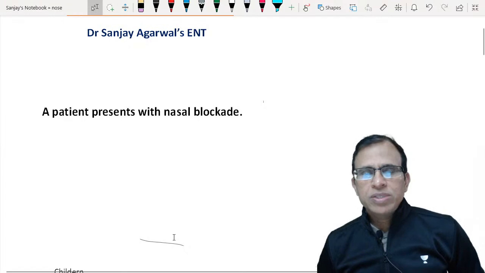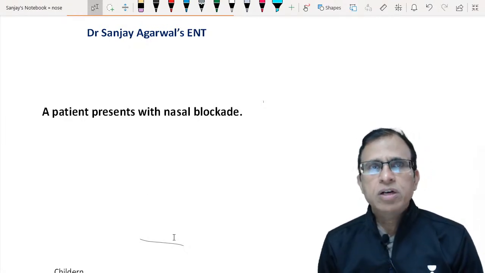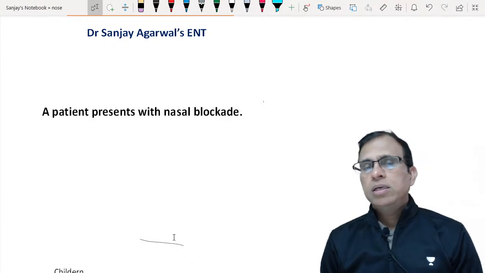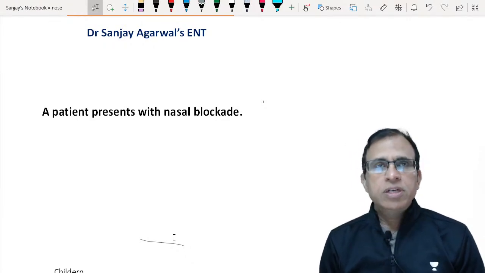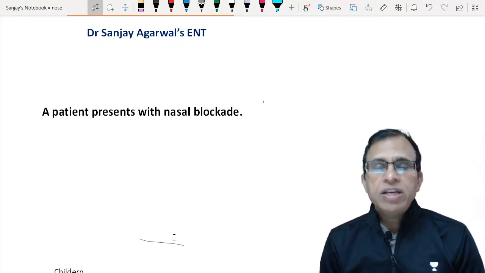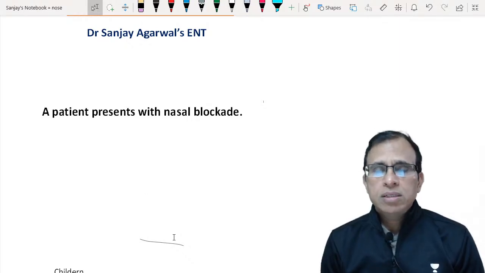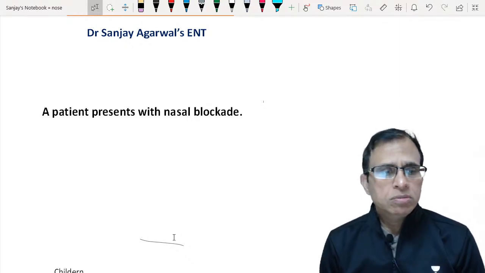when a patient presents with nasal blockade. I'm sure everybody will appreciate, even if you have not attended any clinical setting, you have never seen a patient, you'll know that in ENT, this is a very, very common complaint, that a patient comes to you and tells you that the nose is blocked or the patient is not able to breathe.